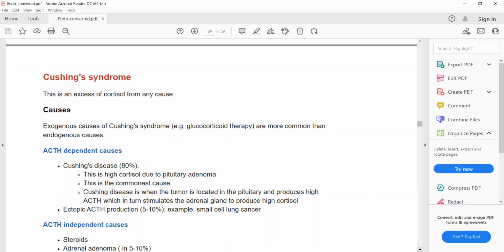But if pituitary is the cause of excess cortisol and aldosterone, then we'll call it Cushing disease. So if the cause of excess cortisol and aldosterone is pituitary adenoma, then it is known as Cushing disease, otherwise Cushing syndrome.